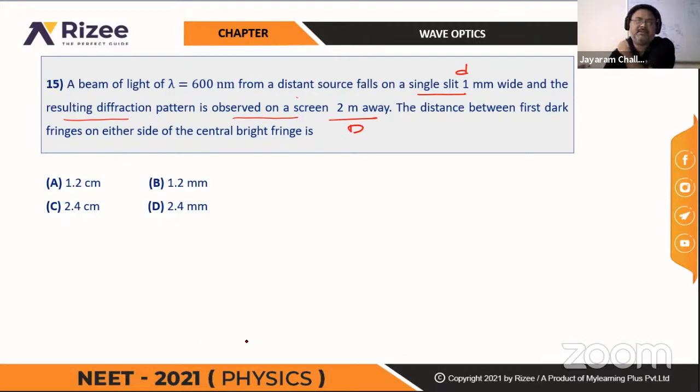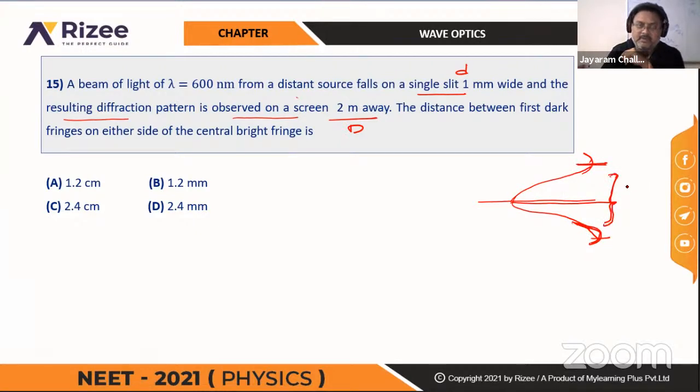The distance between the first dark fringe on either side of this one, or rather the distance between the two darks, is nothing but the starting point of the dark regions or the ending points of the bright region. Just now we have derived the fringe width. The formula is 2Dλ/d.